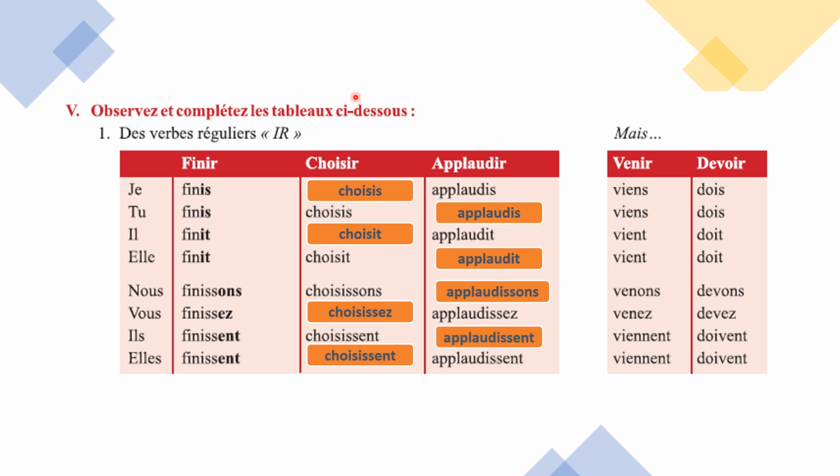Ils applaudissent, elles applaudissent. Now, reminder, this is how you conjugate venir. Je viens, tu viens, il vient, elle vient, nous venons, vous venez, elles viennent, ils viennent. Devoir means must. Je dois, tu dois, il doit, elle doit, nous devons, vous devez, ils doivent, elles doivent.